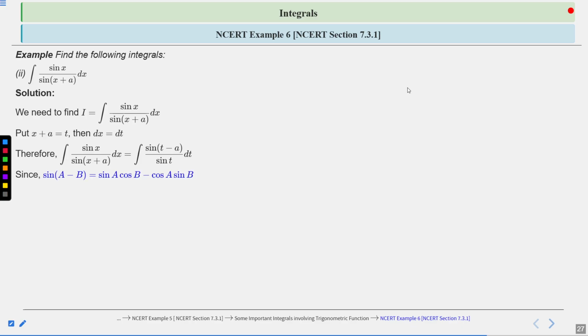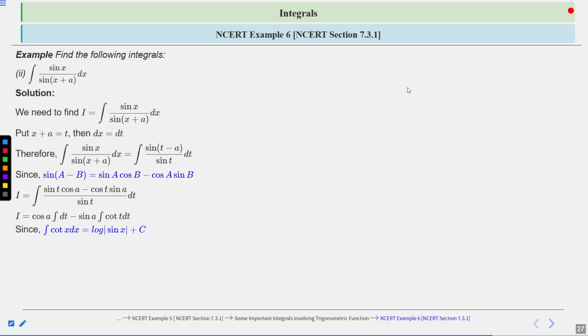Since we know that sin (a minus b) is equal to sin a cos b minus cos a sin b, we can write the integral I as integration of (sin t cos a minus cos t sin a) upon sin t dt. Cos a will come out, and sin t upon sin t will be 1. So I is equal to cos a integration of dt minus sin a integration of cot t dt, because cos t upon sin t is cot t.